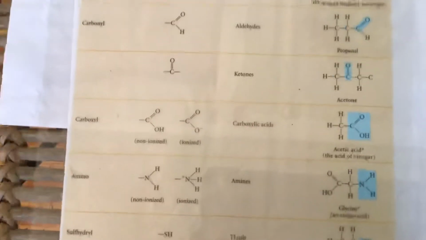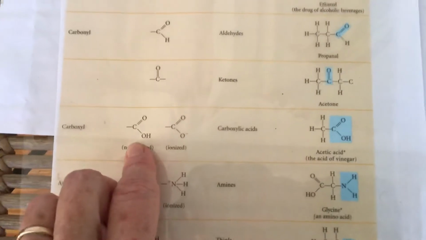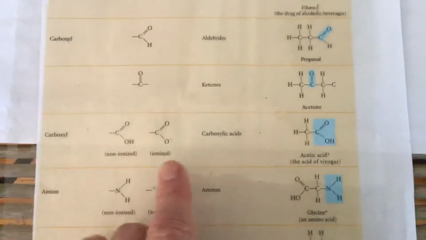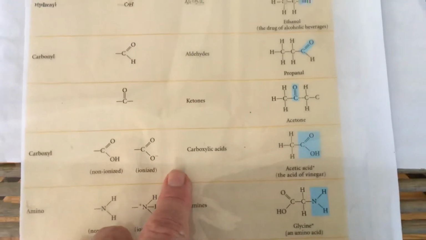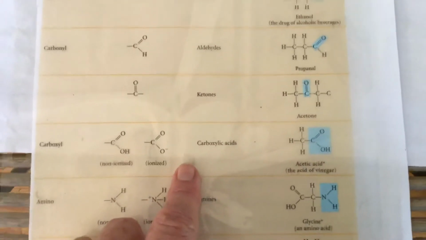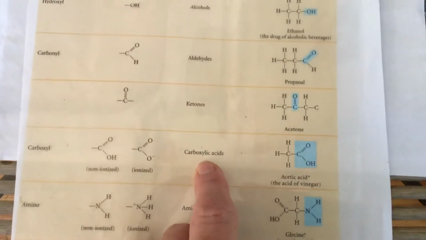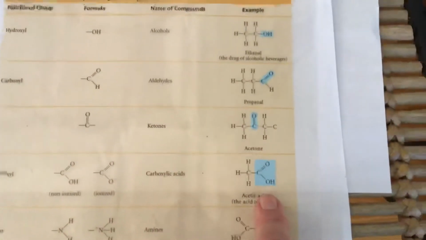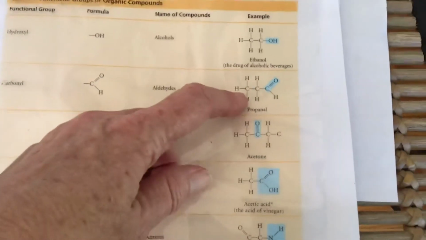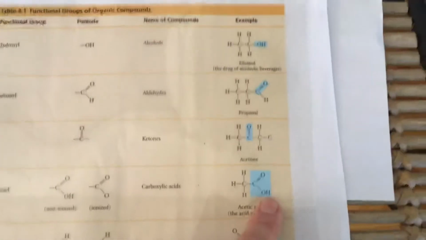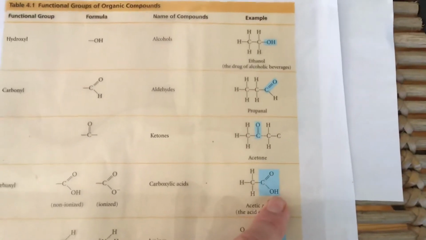Then you can also have a carboxyl. A carboxyl is COOH. This can also ionize, that is, it's giving off hydrogens. So what would that make it? It would make it an acid in solution. This is why it's called carboxylic acid. This is how it would look. Now notice it looks similar to an aldehyde. What's different here is the OH and the fact that it can ionize.